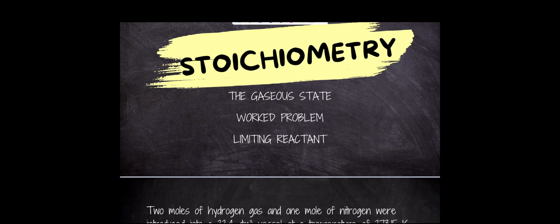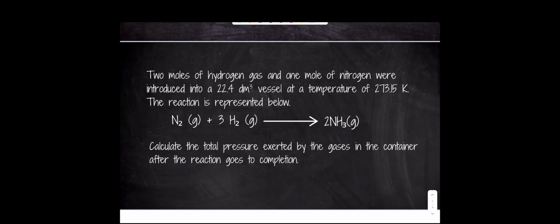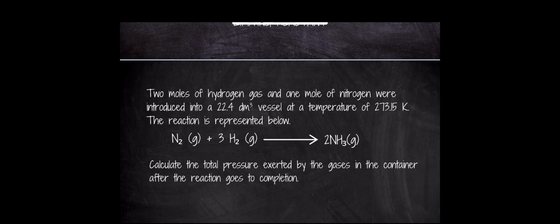This episode of Worked Problem will be focusing on a question that involves a limiting reactant situation in a fully gaseous state. So let's take a look at the question. The question says that 2 moles of hydrogen reacts with 1 mole of nitrogen were introduced in a volume of 22.4 decimeter cube vessel, and they gave us the temperature to be 273.15 kelvins. They've given us a reaction, and the reaction is balanced.